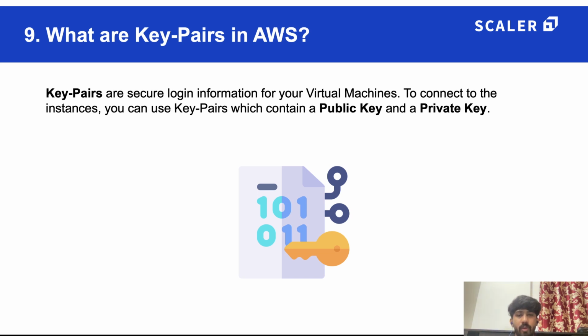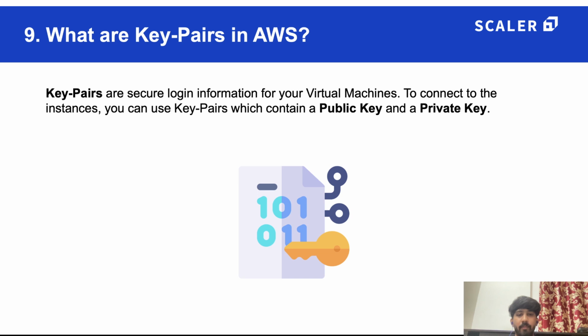So how exactly does it work? You will be given a public key and a private key. The public key will be stored in the virtual machine. The private key would be given to you, which you will be downloading and storing on your local PC. So when you are trying to log in to the server, you will have to upload the private key. It should be the same private key which is given to you, because only that particular private key will be able to decrypt the public key. Only if it's able to decrypt the public key will you be given access to the instance, right? So that's exactly how it works.